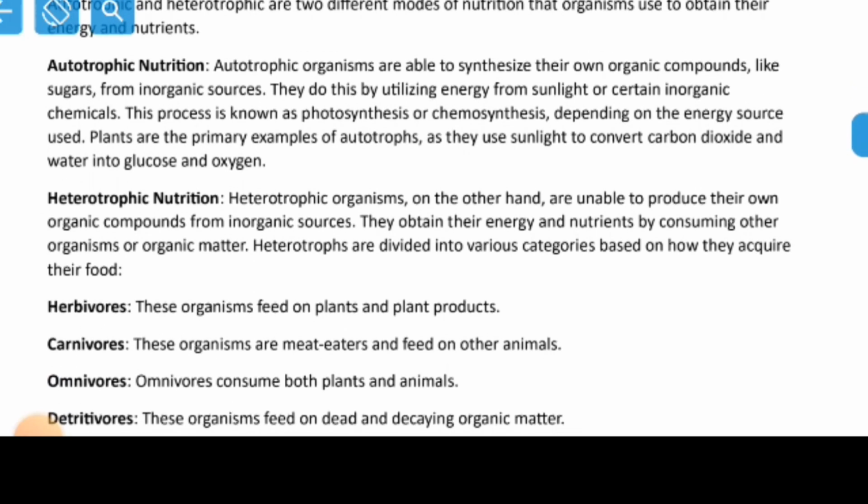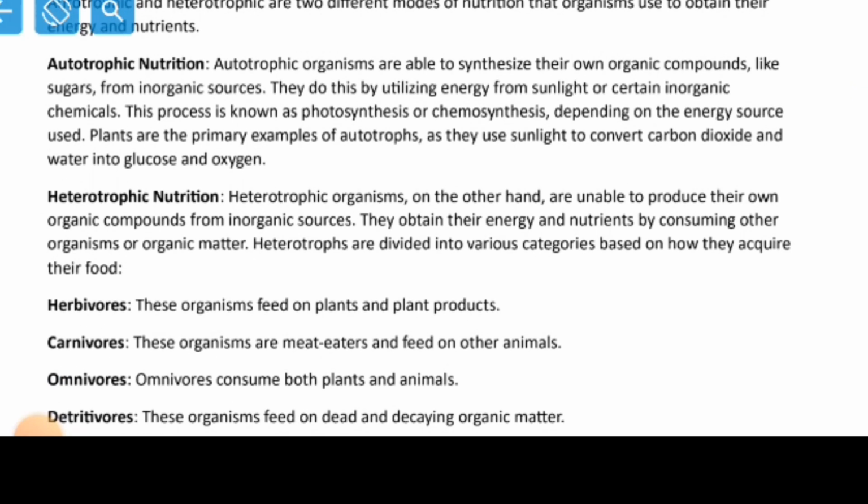First of all, let us read about autotrophic nutrition. Autotrophic organisms are able to synthesize their own organic compounds, like sugars, from inorganic sources. They do this by utilizing energy from sunlight or certain inorganic chemicals. This process is known as photosynthesis or chemosynthesis, depending on the energy source used. Plants are primary examples of autotrophs, as they use sunlight to convert carbon dioxide and water into glucose and oxygen. So it is basically talking about photosynthesis.